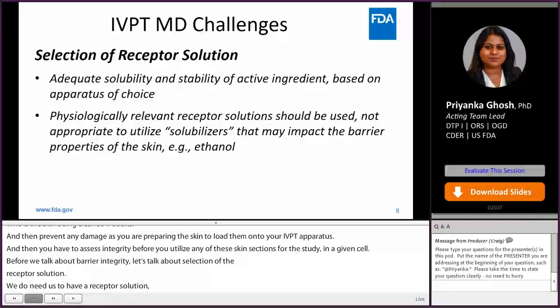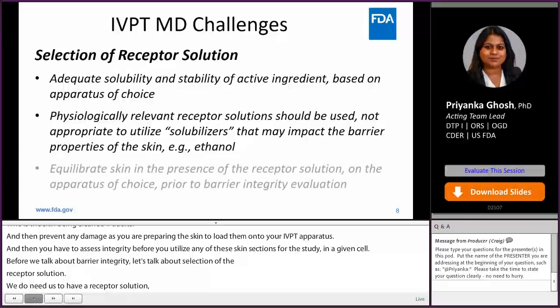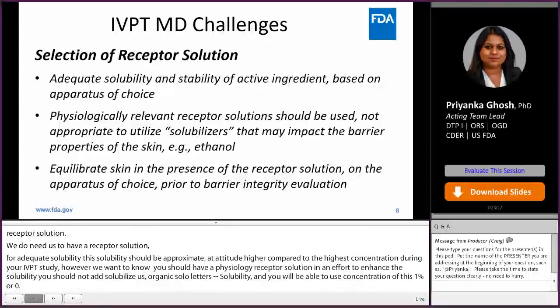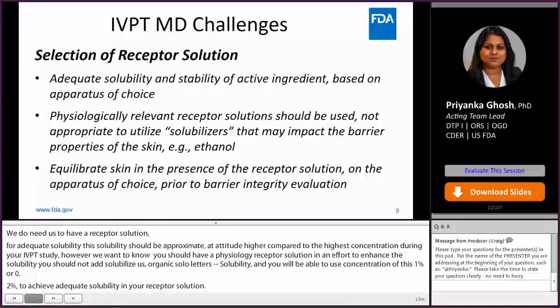In an effort to enhance the solubility, you should not add solubilizers such as organic solvents or specifically ethanol that may impact the barrier properties of the skin during the conduct of the IVPT study. On the other hand, you may be able to use something like Oleth-20 at a concentration of 0.1% or 0.2% to be able to achieve adequate solubility for your analyte in your receptor solution. And last but not the least, of course, we recommend that you equilibrate your skin with your receptor solution on your apparatus of choice prior to assessing the integrity of that stratum corneum barrier.